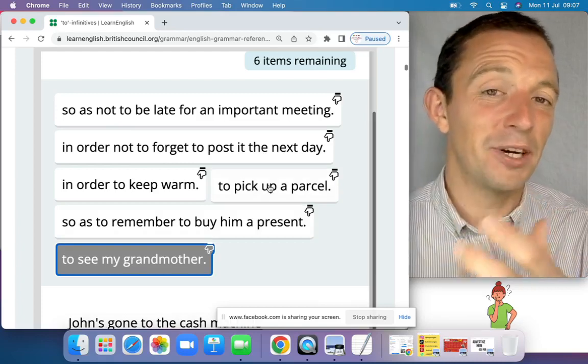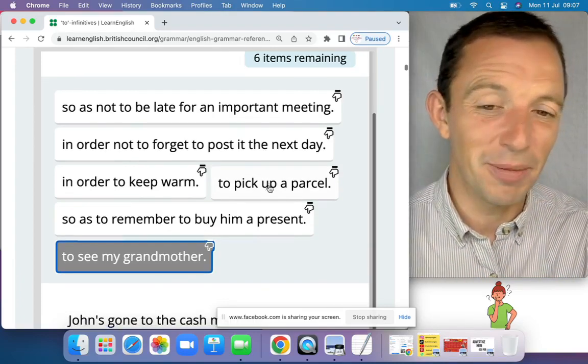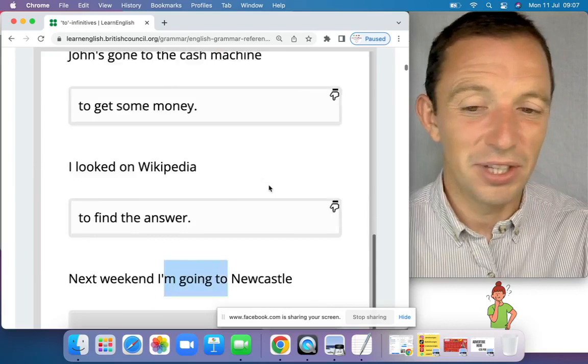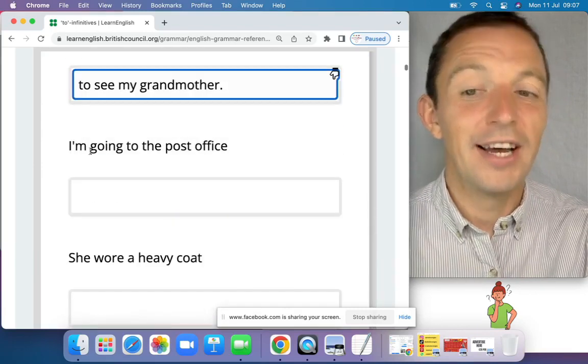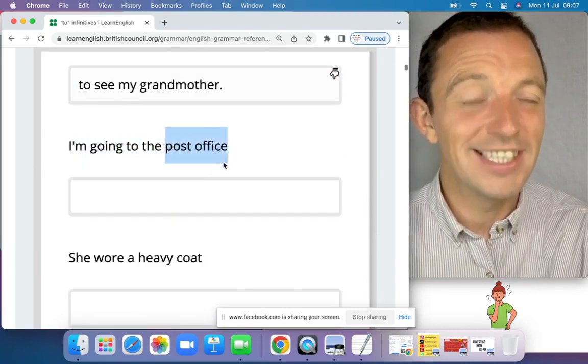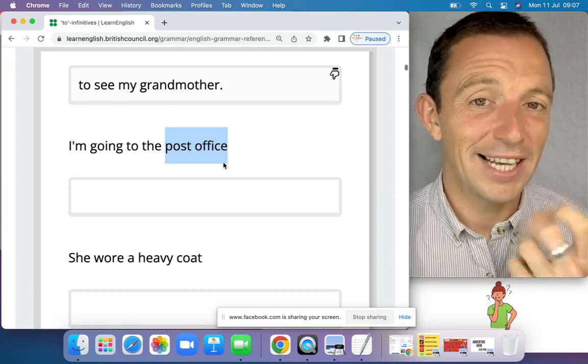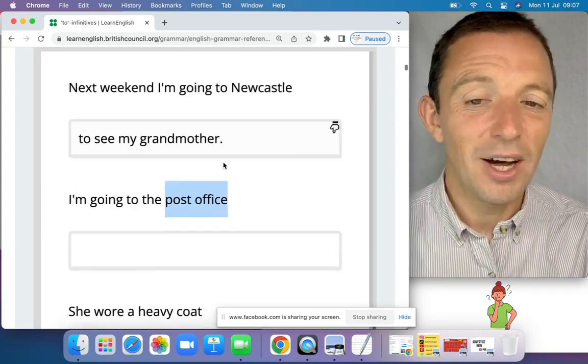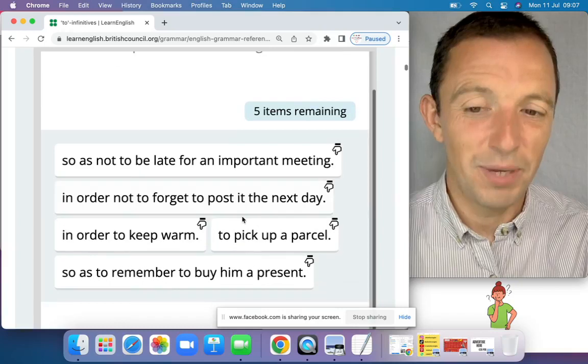It is possible to pick up a parcel. You're going to Newcastle to pick up a parcel, to collect. But no, I think I'm going to Newcastle to see my grandmother. I'm going to the post office, specifically the post office, to collect the parcel. I'm going to the post office to pick up the parcel.